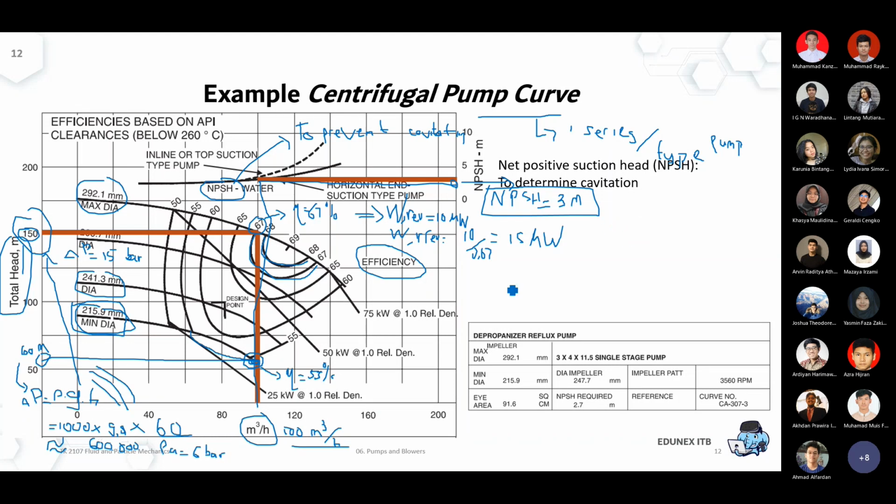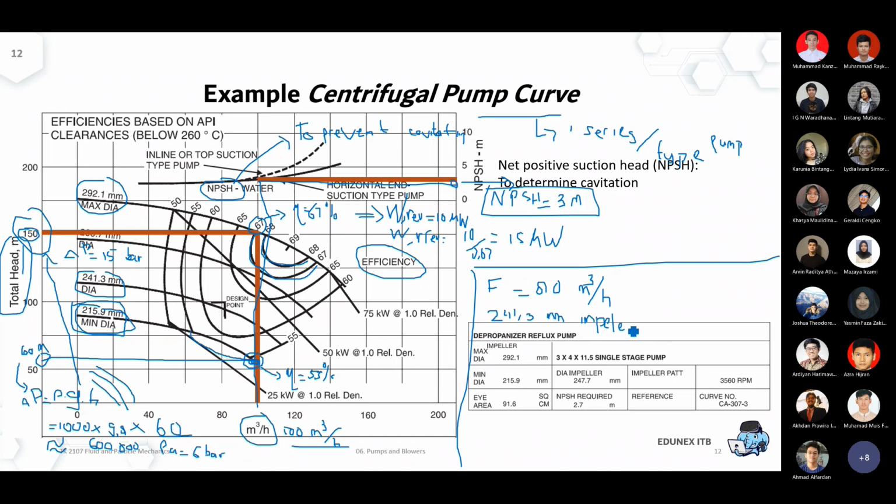Okay, maybe if you don't have any question, then it's my turn to ask you, okay? Just to make sure that you understand how to read the pump curve. Let's say now, using the same curve, the flow rate is 80 cubic meter per hour. And then using the 1.3 millimeter impeller, okay? So that's the information that I give to you.